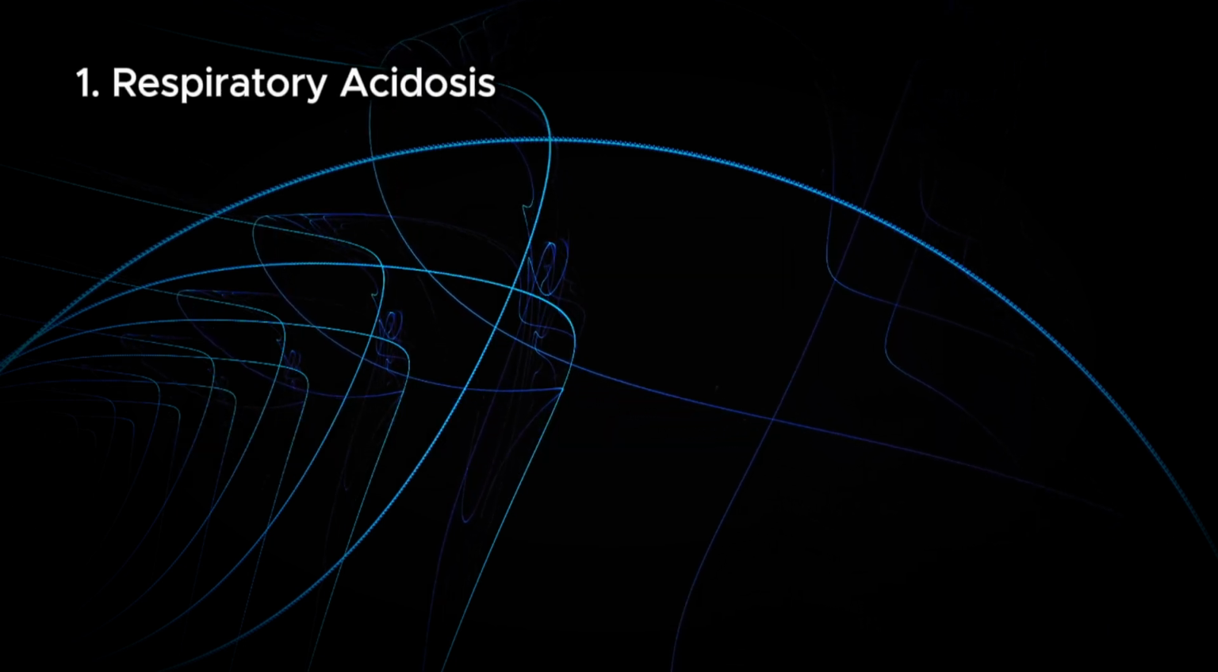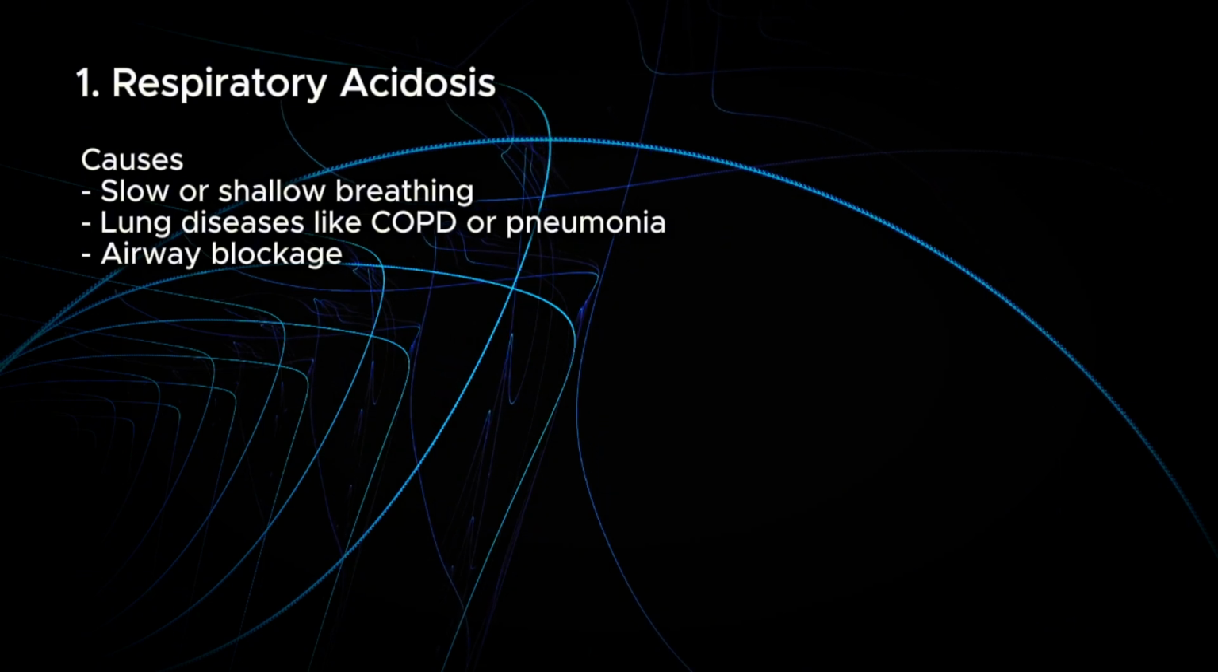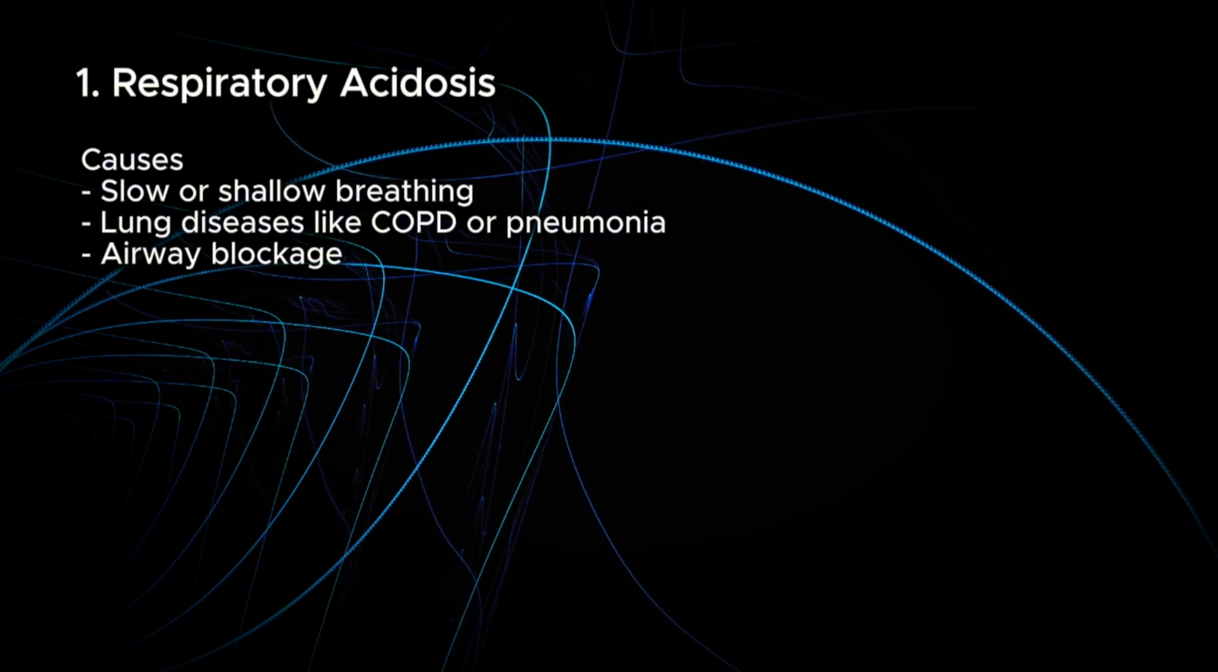First is the respiratory acidosis. Respiratory acidosis happens when you are not breathing well. Because of this, carbon dioxide stays in the body, making the blood too acidic. What are the causes of respiratory acidosis?